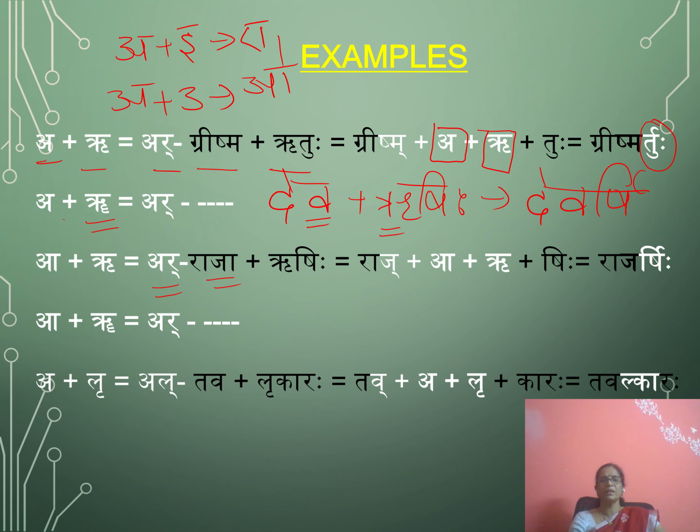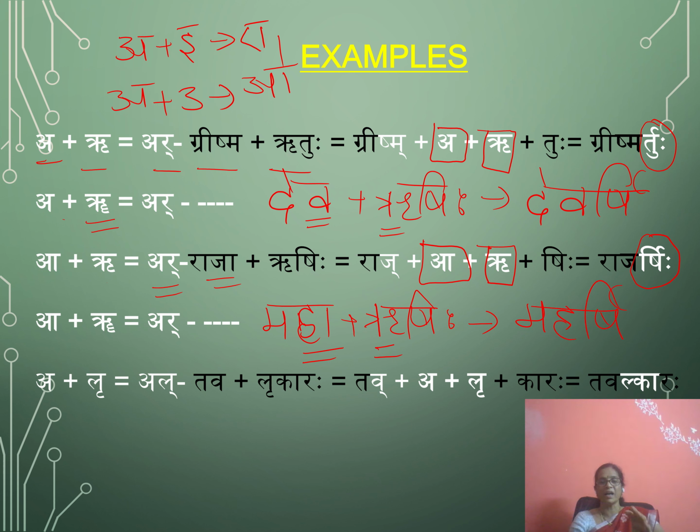Raja: the word ended with a. And Rishihi started with r. Then also we get ar: Rajarshihi. And one more example: Maha plus Rishihi. Here also you can observe that Maha ended with a, Rishihi started with r. Then Maharshihi. We say Maharshihi, ar. While pronouncing, we can observe Maharshihi, Rajarshihi, Devarshihi, Grishmartuhu. Okay, so with this, the r examples are over.